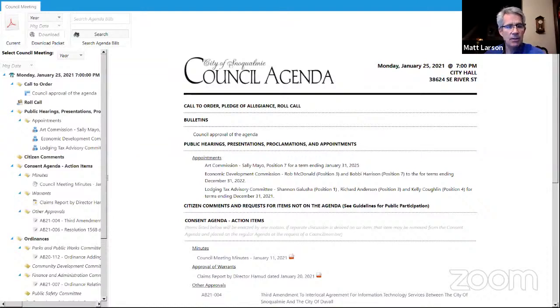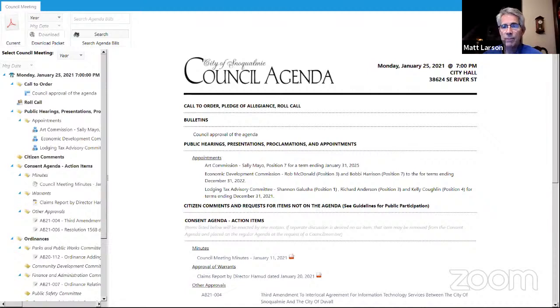We'll move on to public hearings, presentations, proclamations, and appointments. At this time, I'd like to reappoint Sally Mayo of the Art Commission, position 7, for a term ending January 31st, 2025. Reappoint Rob McDonald, position 3, and Bobby Harrison, position 7, to the Economic Development Commission for terms ending December 31st, 2022. And reappoint Shannon Galusha, position 1, Richard Anderson, position 3, and Kelly Coughlin, position 4. Those are all reappointments to the Lodging Tax Advisory Committee for terms ending December 31st, 2021.